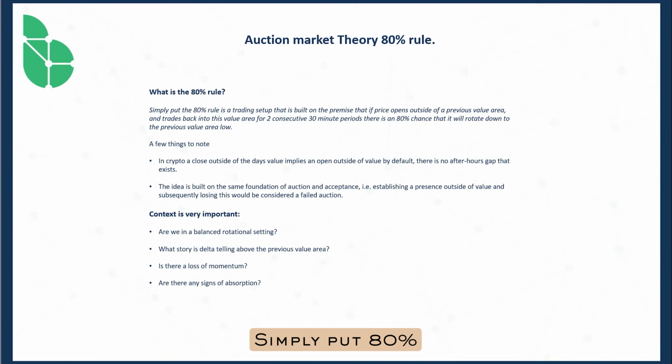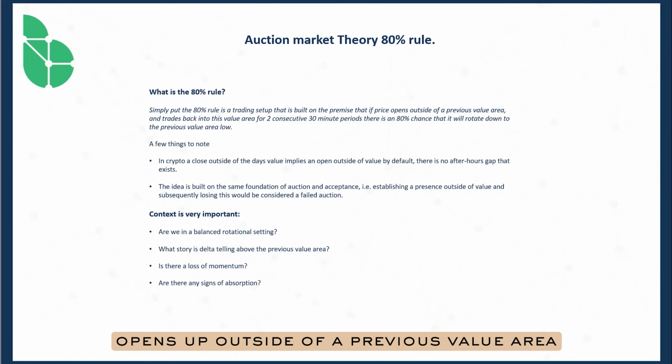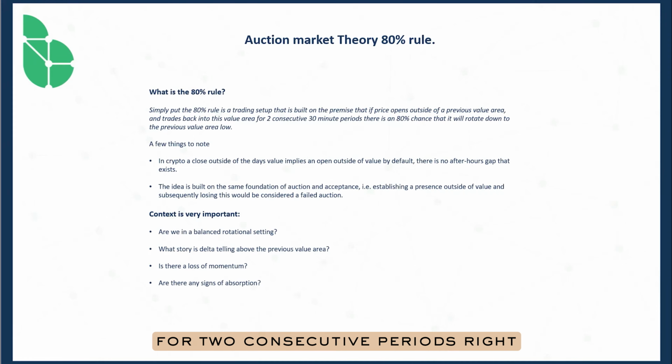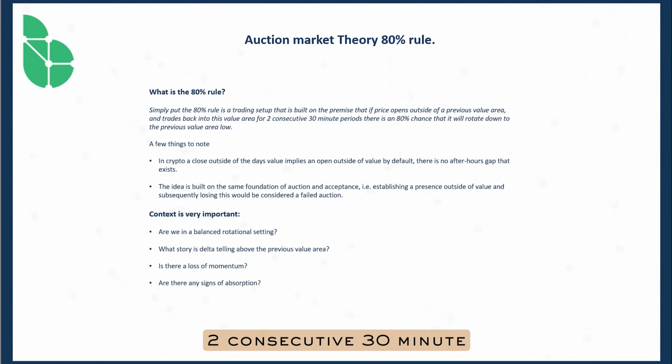Simply put, the 80% rule is a trading setup built on the premise that if price opens up outside of a previous value area and trades back into this value area for two consecutive periods, two consecutive 30-minute or TPO periods, there's an 80% chance it'll rotate down to the previous value area low. I wrote it that if it opens outside of a previous value area, it'll rotate back down to the low if it gains acceptance, but that's just a mistake.